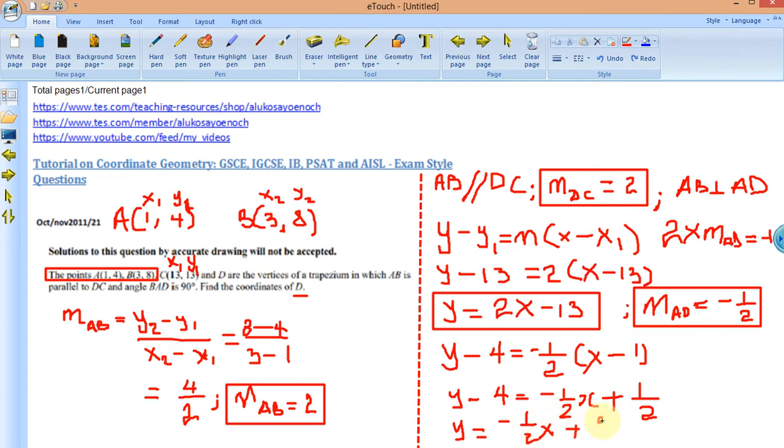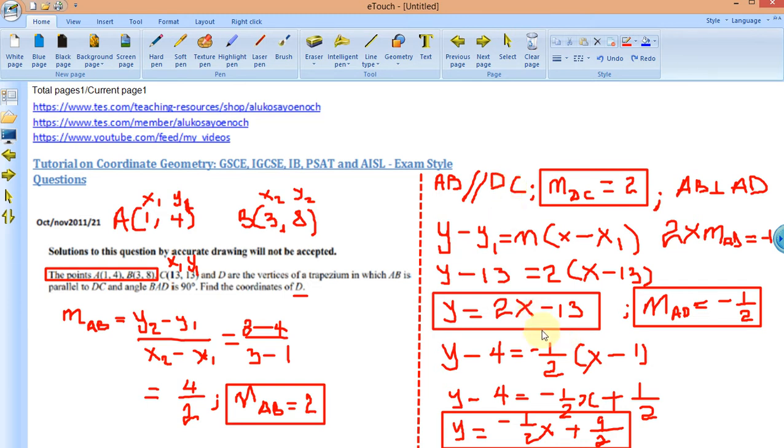Okay guys, let me just put this also in a rectangular box. So now I have two equations: the equation of the line parallel to AB and the equation of the line perpendicular to AB. So when you solve the system of equations simultaneously, don't forget that I have CD here, then I have AD. When you solve the system of equations simultaneously, you're going to have the coordinates of D. Okay, so I need to go to the next.